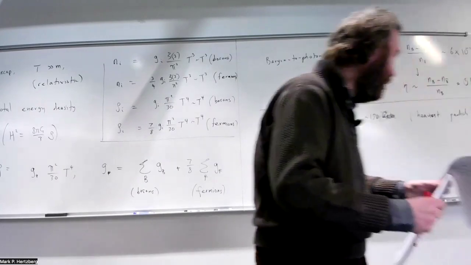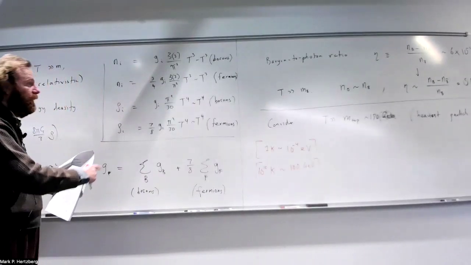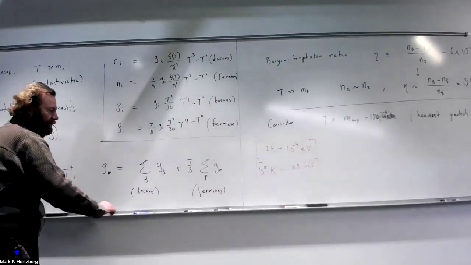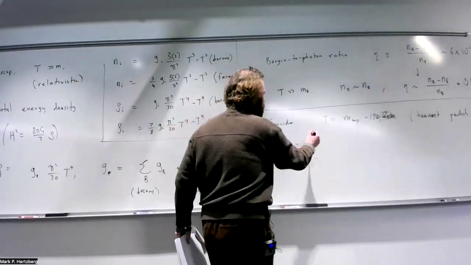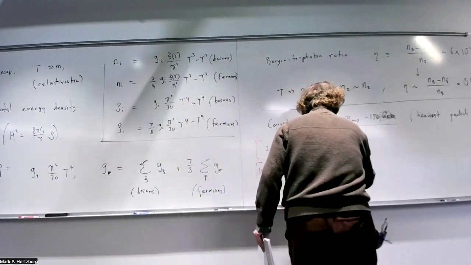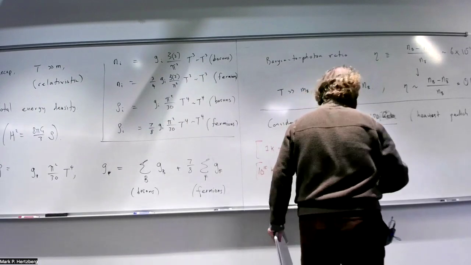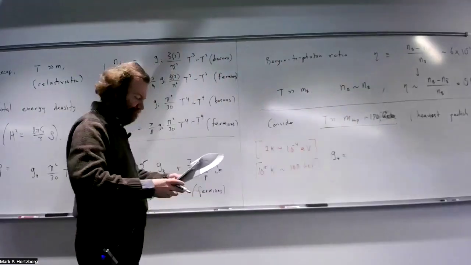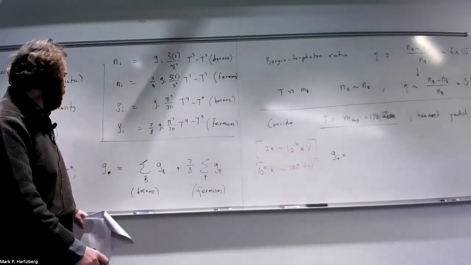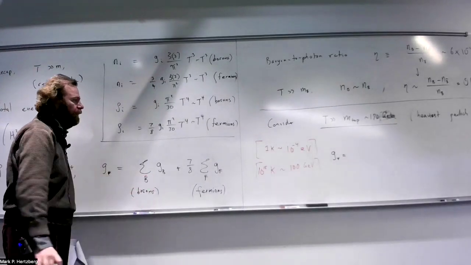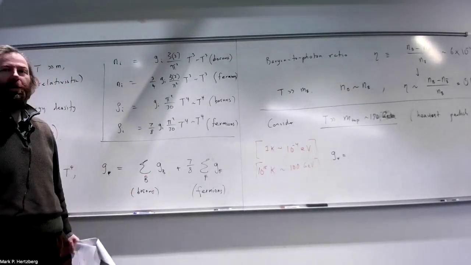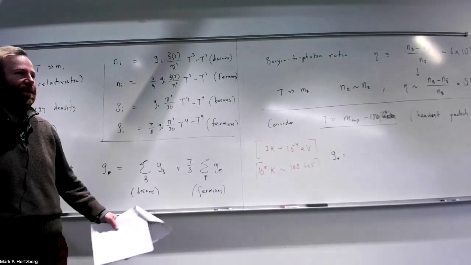So let's compute this g-star at these high temperatures. This is just a bit of counting. All we do is count all the particles in the standard model. Let's start with the bosons. Maybe someone can tell me, what do we have here? What should I write?